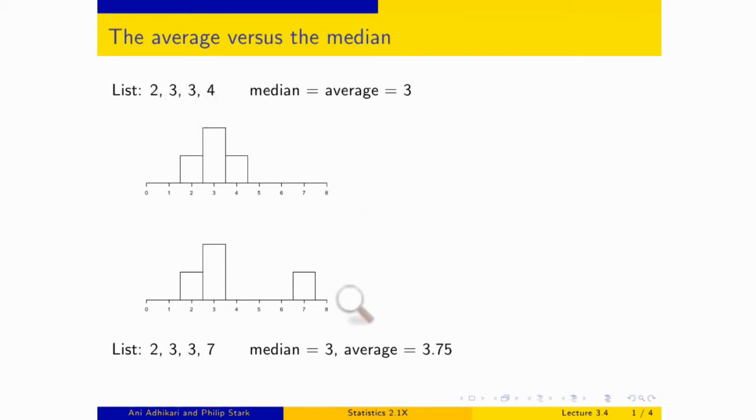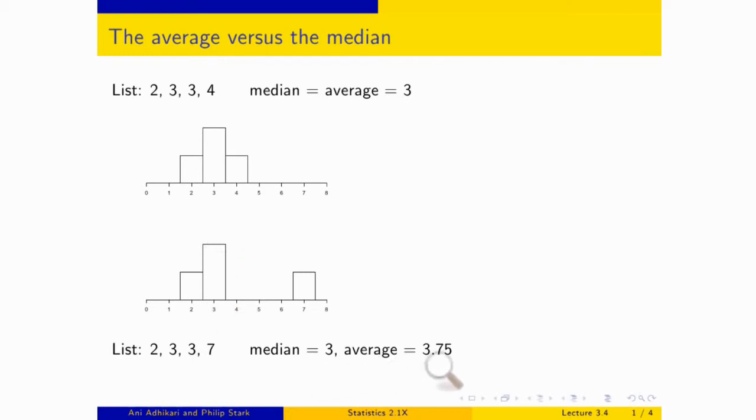And so what I've done in the picture below is I have taken this same list and I have simply shifted this 4 out to 7. I've left the others the same. So now I have a new list, 2, 3, 3, and 7. The median is still 3. That's the center right there. The median is still 3. The halfway point of the areas is just there.